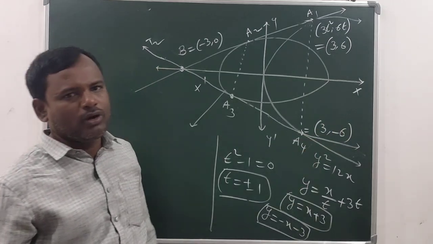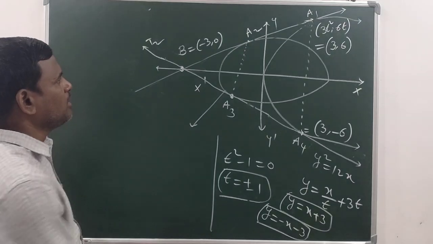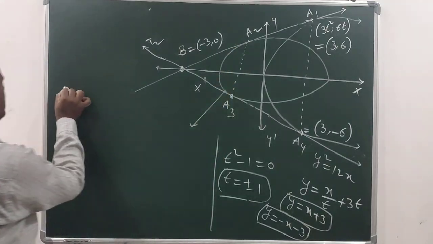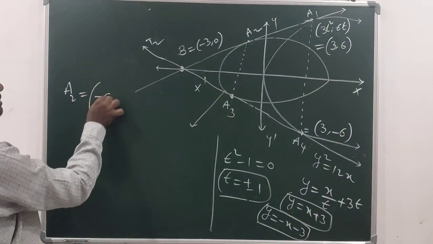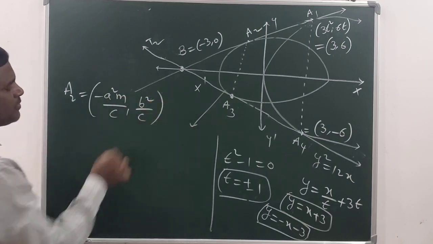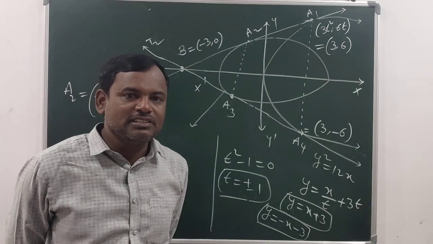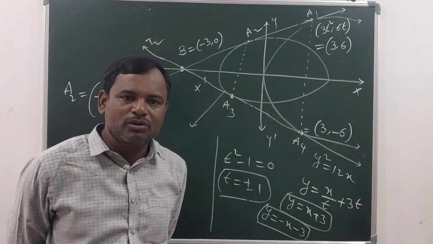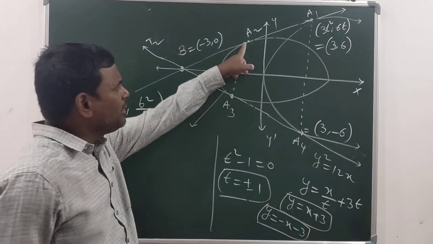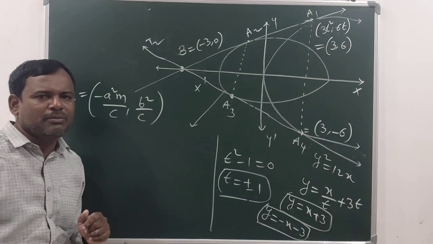Then you will get A4 coordinates 3 comma minus 6. Okay, right. Now go to the A2. So you know A2 coordinates you can write like this: minus a square m by c and b square by c. If y equal to mx plus c is a tangent of an ellipse x square by a square plus y square by b square equal to 1, condition is c square is equal to a square m square plus b square, but the point of contact coordinates are minus a square m by c comma b square by c.